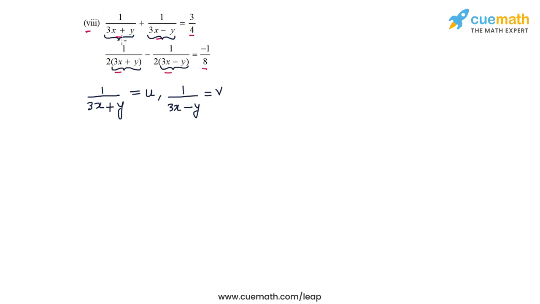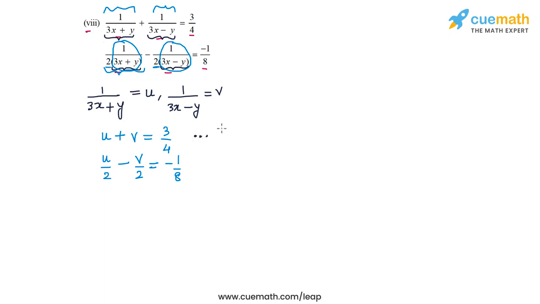So 1 by 3x plus y, this term, is u, and then we have 1 by 3x minus y, this is v, so u plus v equal to 3 by 4. And then we have 1 by 2 times 3x plus y, so that's u by 2, because 1 by 3x plus y is u, so we have u by 2, and then we have 1 by 3x minus y, this part is v, and there's a 2 here, so u by 2 minus v by 2 equal to minus 1 by 8. So these are the two equations that we get.